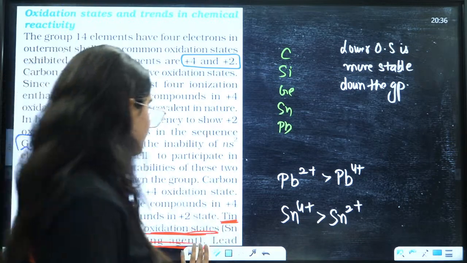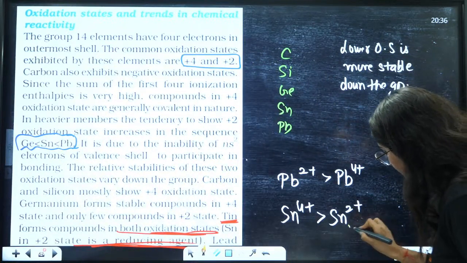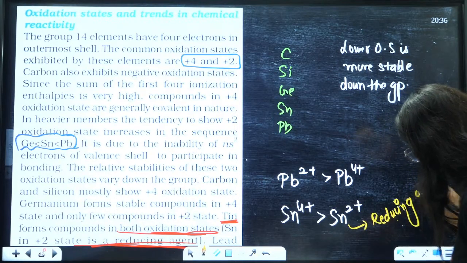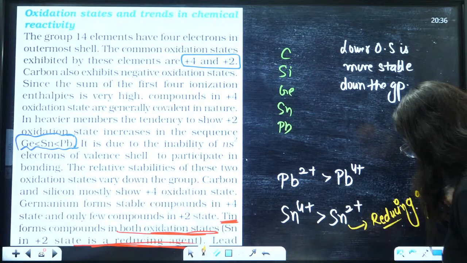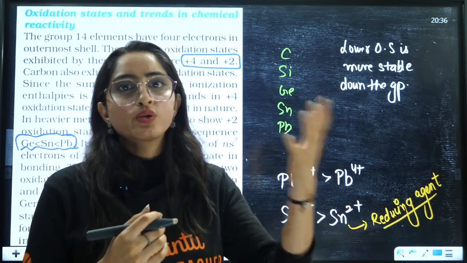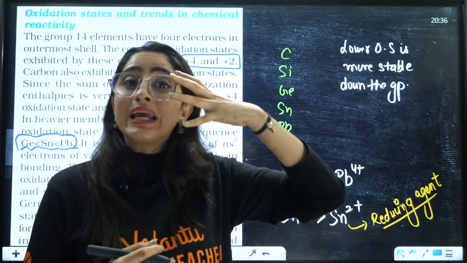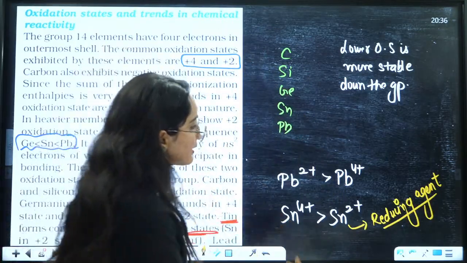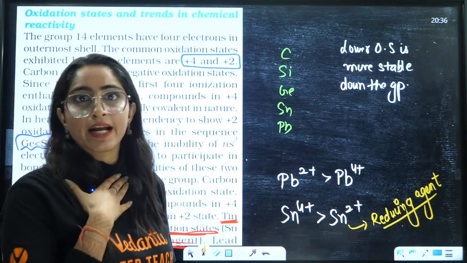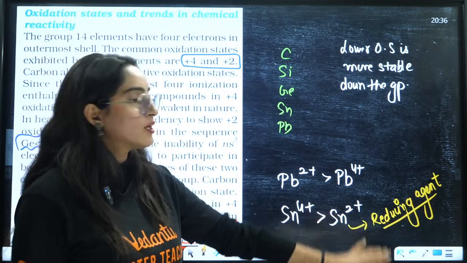Can you tell me why? They are saying that tin in +2 oxidation state is a good reducing agent. What is a reducing agent? It wants to reduce the other species and itself wants to get oxidized. It itself wants to increase its oxidation number. Definitely, it wants to increase the oxidation number from +2 to +4. Only then will it get oxidized. That is why it acts as a good reducing agent.